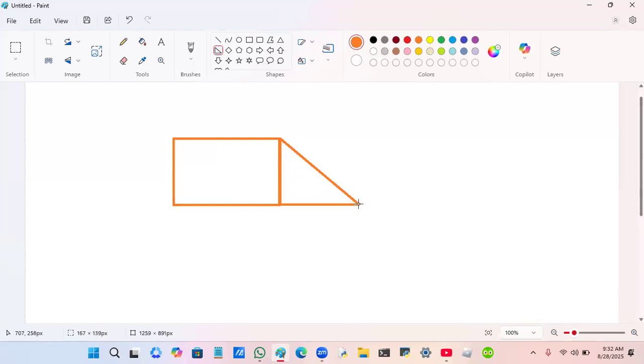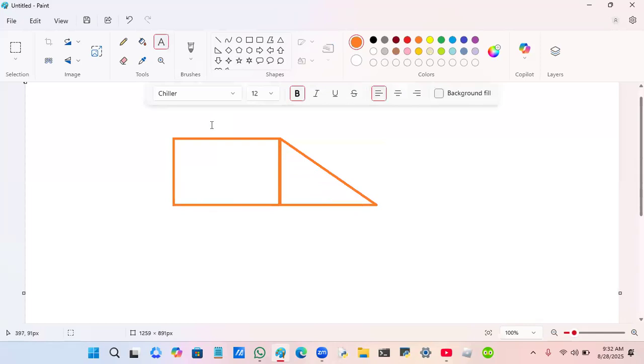Okay, this looks like a trapezium. When you join a right angle triangle and a rectangle of the same height as the breadth of that rectangle, you have a trapezium automatically. Let me change this thing. Okay.